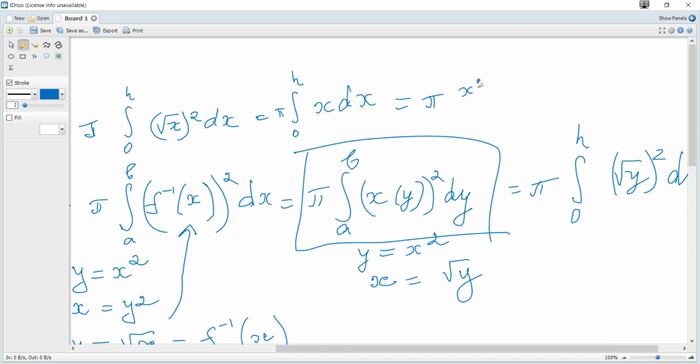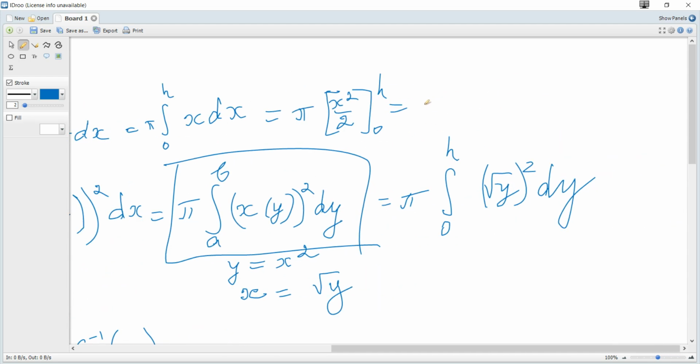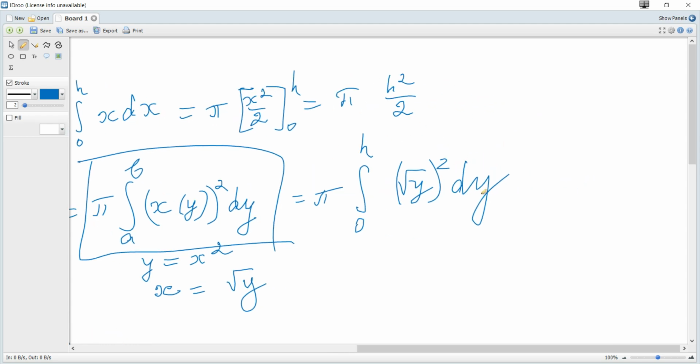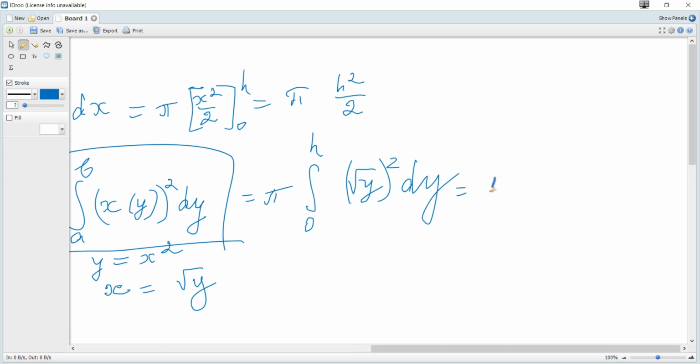Pi x squared over 2, and limits from 0 to h, and substituting the upper limit, we get what? H squared over 2 minus 0 over 2. So we get this result, and you can see that you get absolutely the same here. So we get pi integral y dy, which is y squared over 2, and limits from 0 to h, and you get absolutely the same.